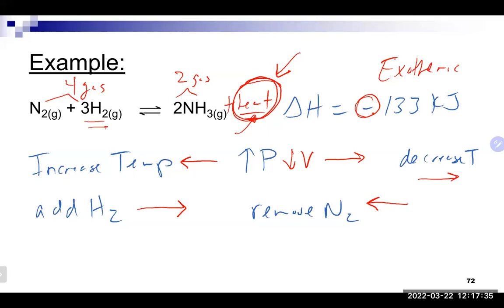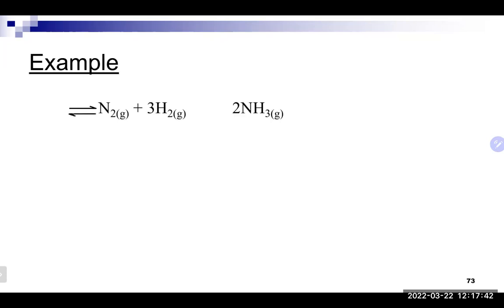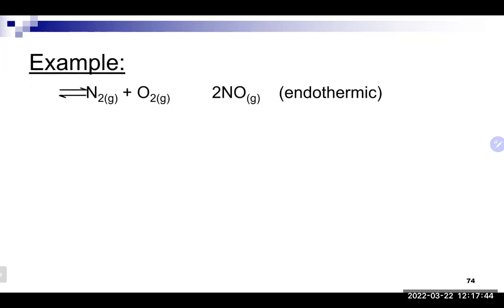Questions on Le Chatelier's principle, how to figure it out there? Okay. Just want to look at one more here. It's just sort of our question.